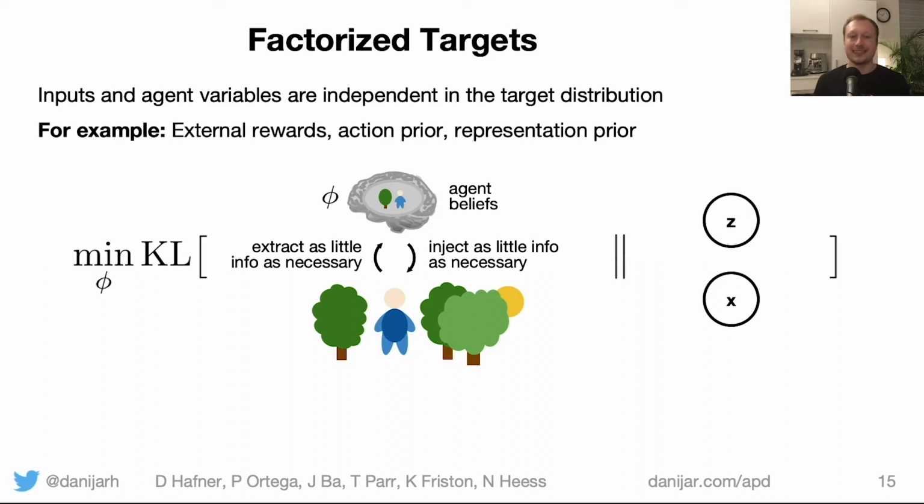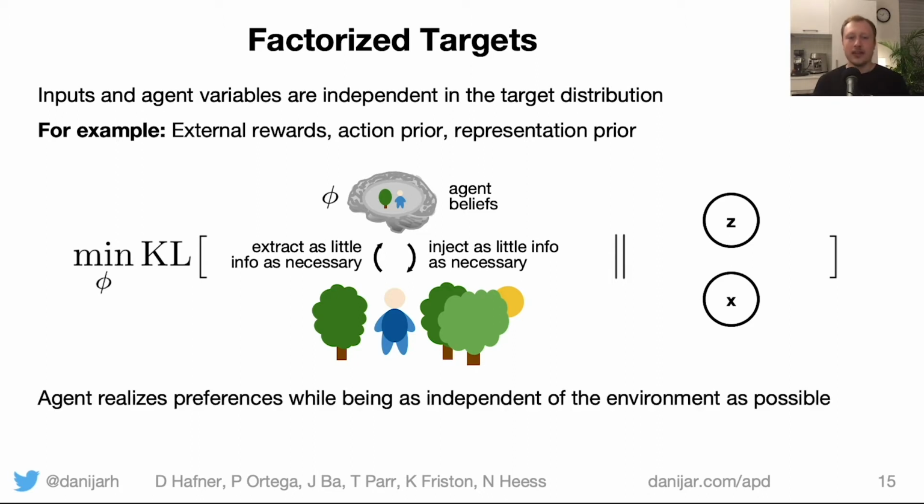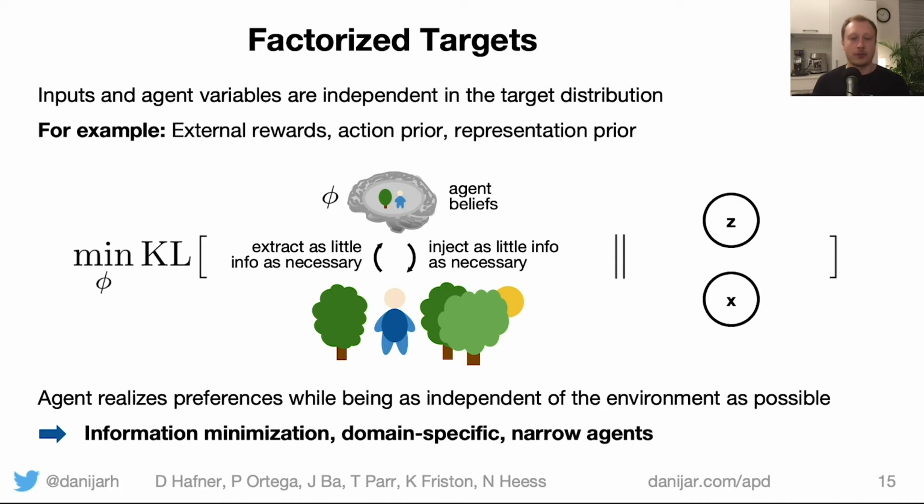So it will extract as little information as necessary from the environment, and it will inject as little information as necessary back into the environment through its actions. The agent thus tries to realize its preferences or solve a given task while being as independent of the environment as possible. The agent performs information minimization, trying to actively avoid information that doesn't help in solving the current specific task, resulting in a domain-specific and narrow agent.